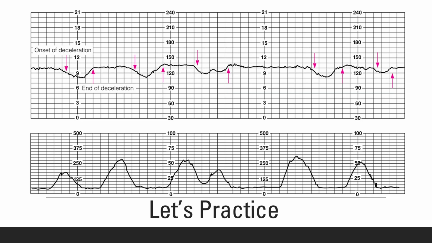All right, so here's the third strip. What type of deceleration do you see here? If you answered late decelerations, you are correct. So with late decelerations, we definitely want to implement the POISE. P for Pitocin, O for oxygen, I for IV fluid, S for side lying, and E for help, extra help.